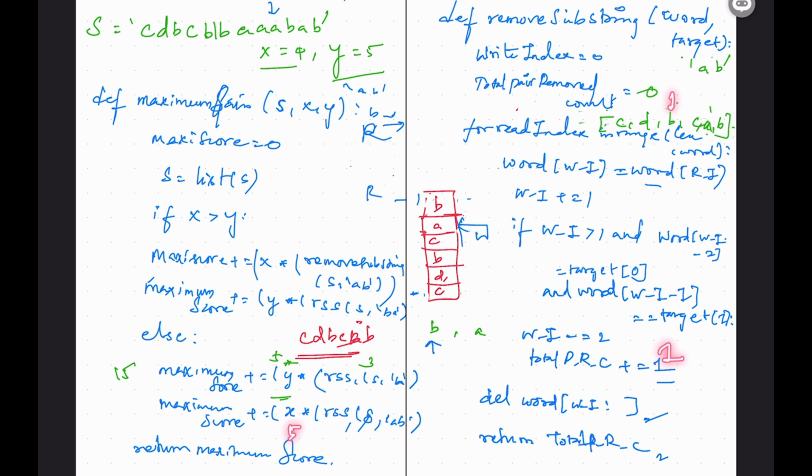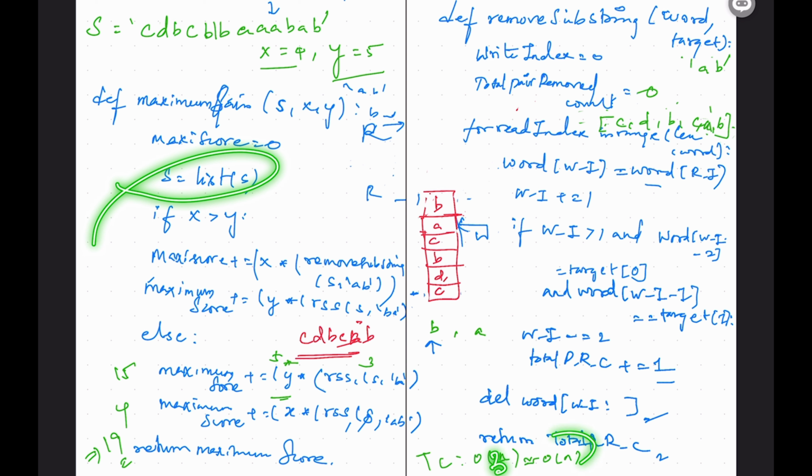So 4 star 1 is 4, so 15 plus 4 and it returns 19. Our maximum score will be 19. Here the time complexity will be order of n, 2n, technically order of n. We are not storing anything. Maybe converting to the list adds 3n, but still the overall time complexity will be order of n, and we are not using any extra space to compute anything, so the space complexity is order of 1.